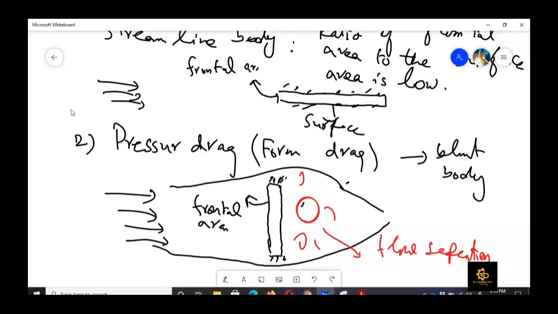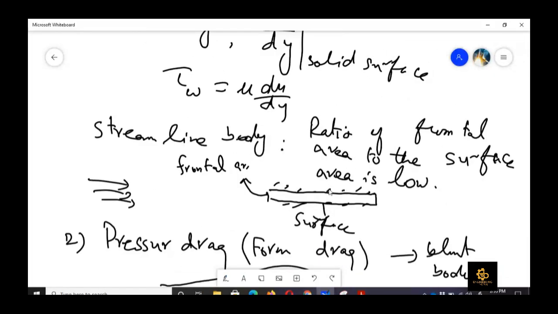Here, if you look at this flat plate, can you see this figure? What is the frontal area? Let me show you. This is the frontal area, which is perpendicular to the flow. What is the surface area here? Let me highlight it with blue. This is the surface area of the top and bottom surface. So can you see that the frontal area is low in this case and the surface area is more?